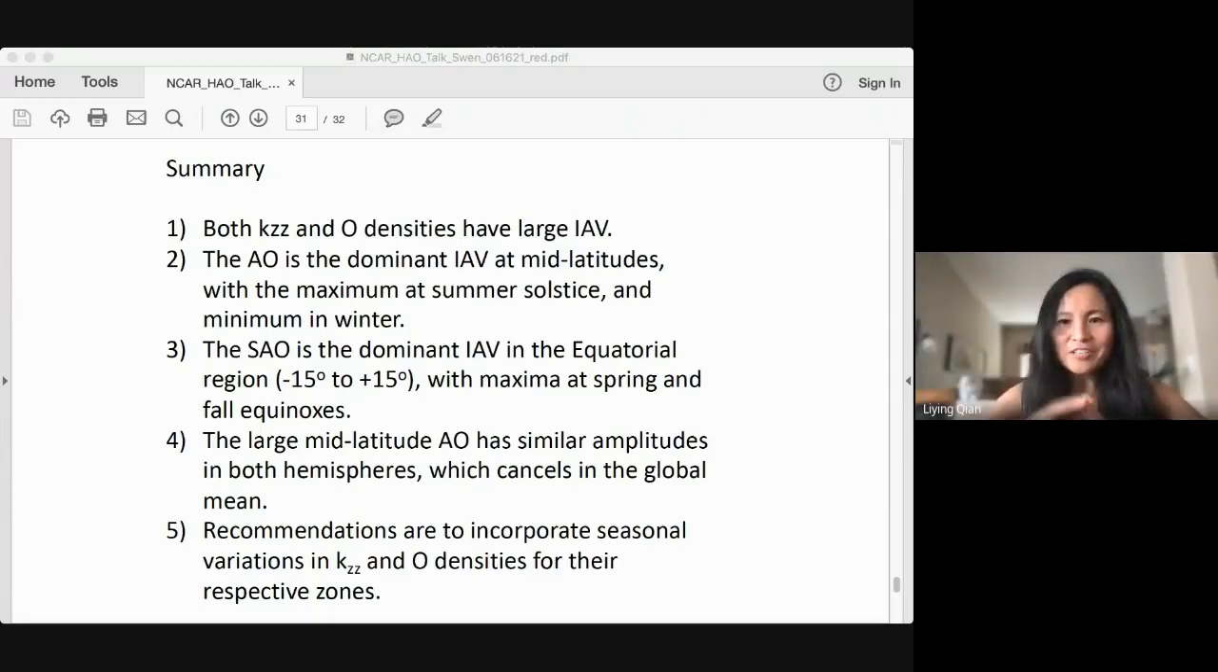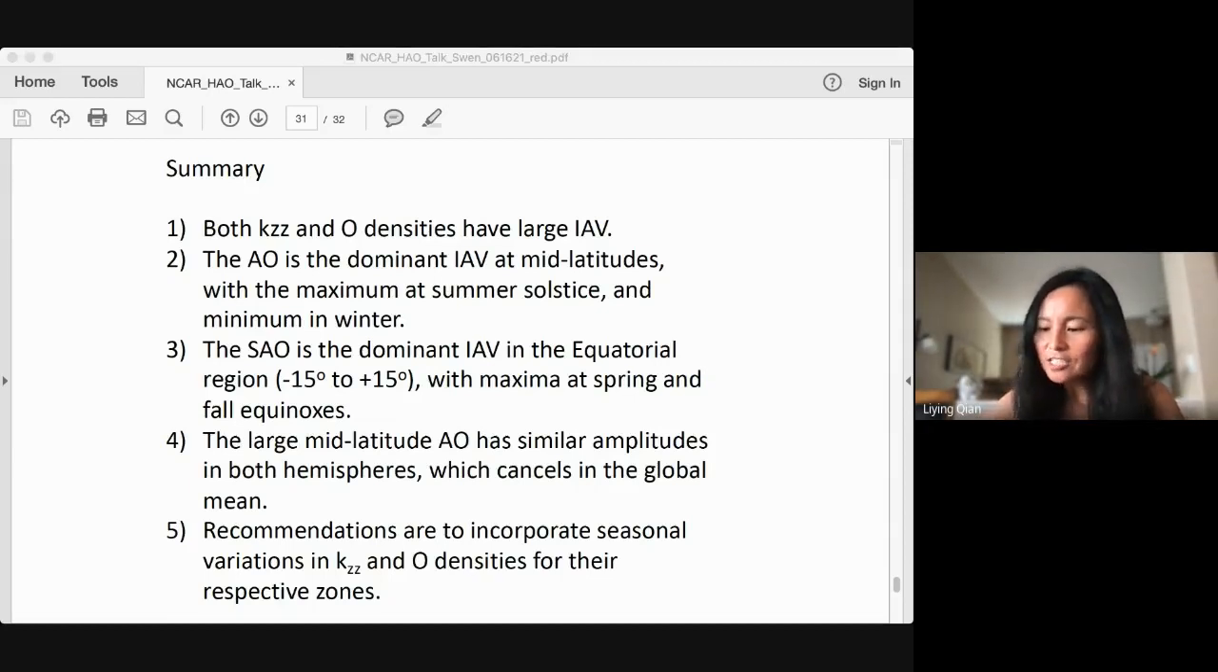Okay, thank you, Gary, for a great presentation to dissect this very complicated mesosphere, lower thermosphere region. So, any questions? I have a lot of questions, so I will start by asking one.